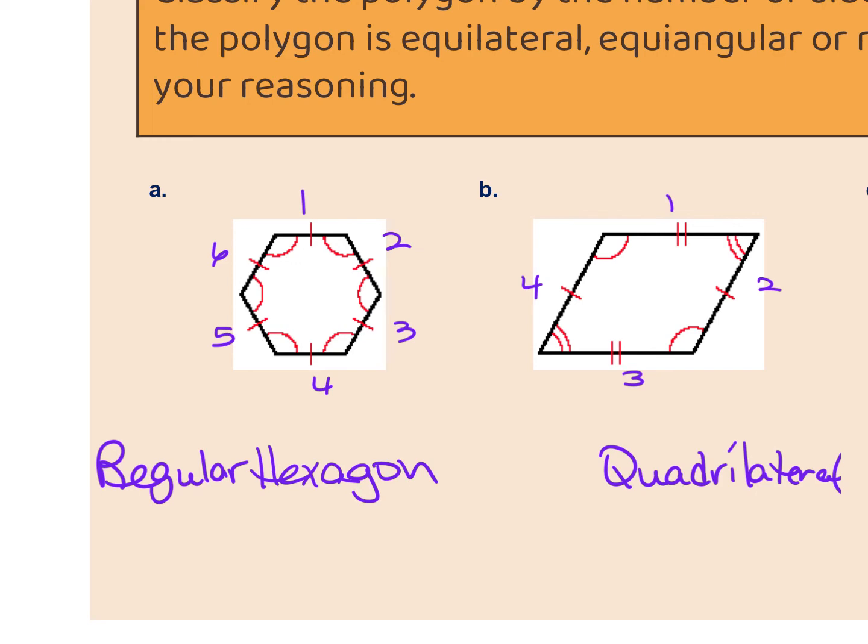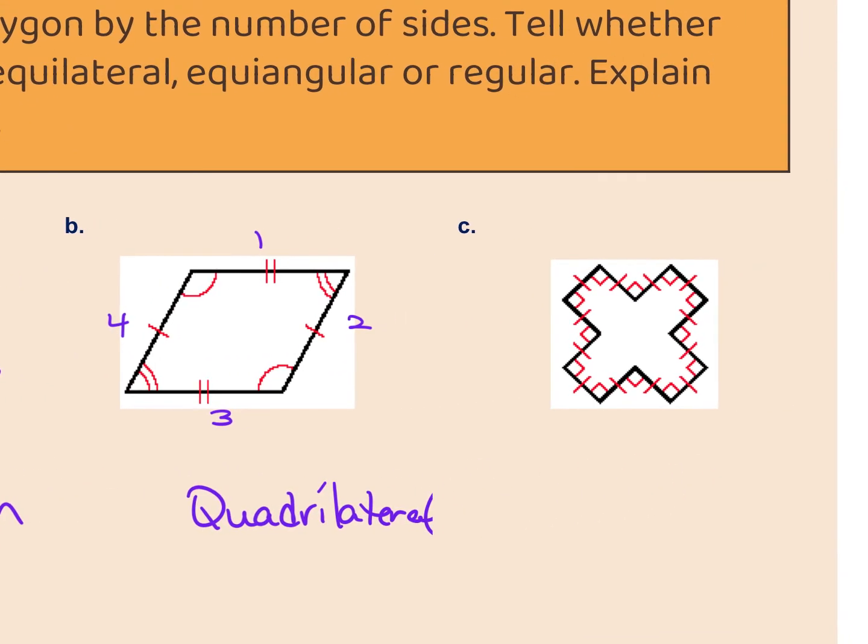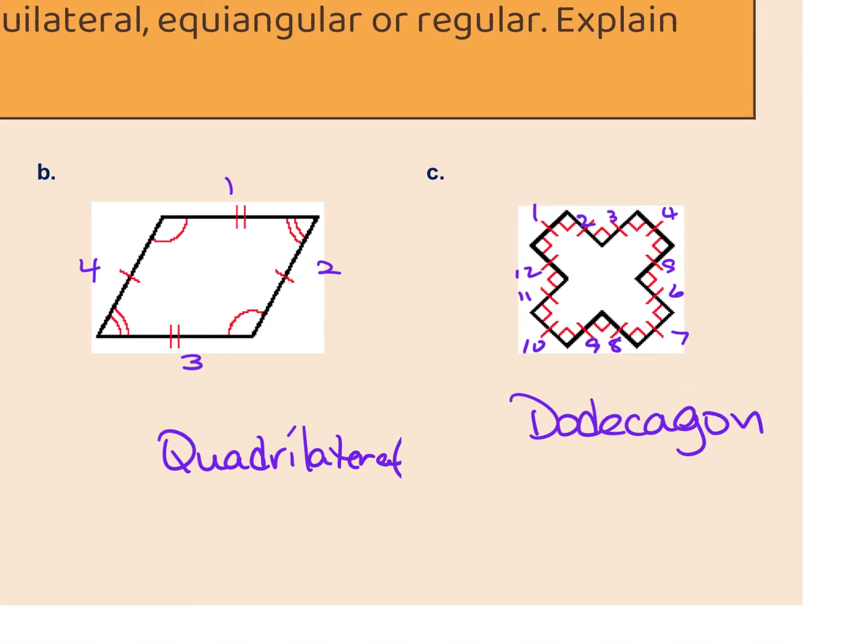The next one, again, I'm going to count the sides. 1, 2, 3, 4, 5, 6, 7, 8, 9, 10, 11, 12. 12 sides, making this a dodecagon. And notice, when I wrote down those numbers, I noticed all the sides were congruent. So this is an equilateral dodecagon.